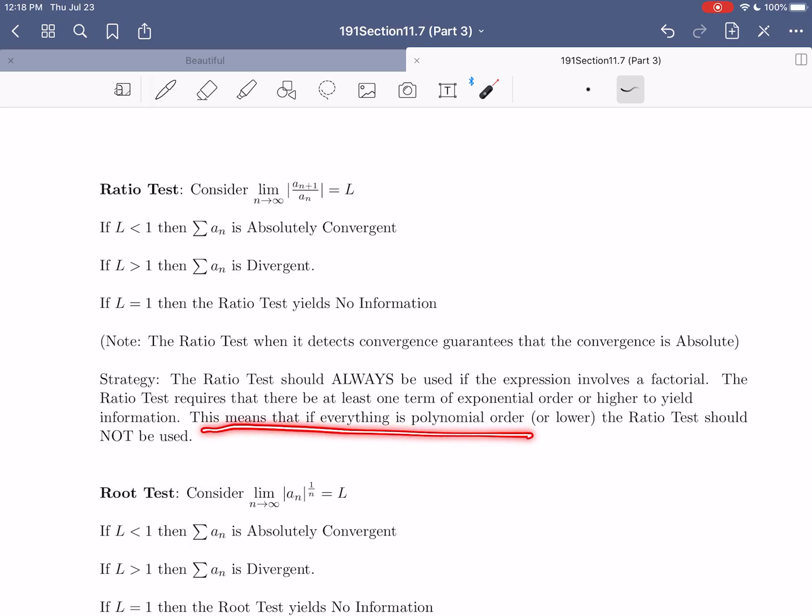This does mean, though, that if everything is polynomial order, so your expression has just things like n cubed and n to the fifth and n and constants, the ratio test is not going to yield any information, so you should avoid the ratio test. The ratio test really needs exponential order or higher things in there to yield information.